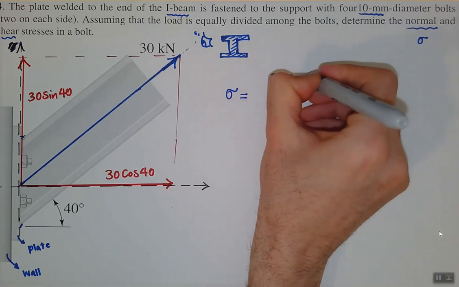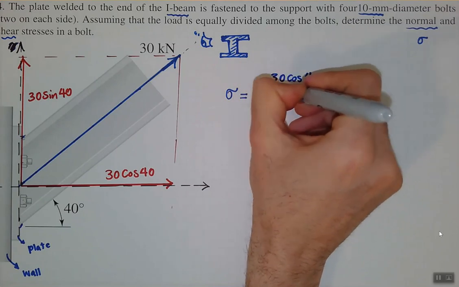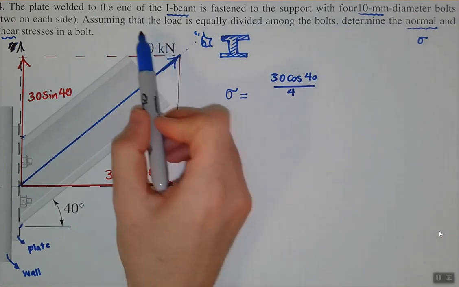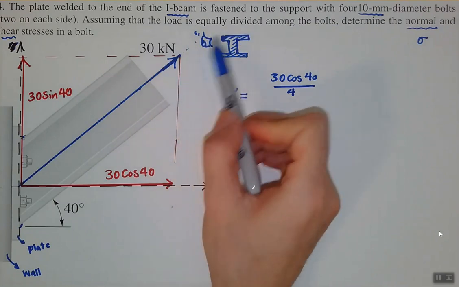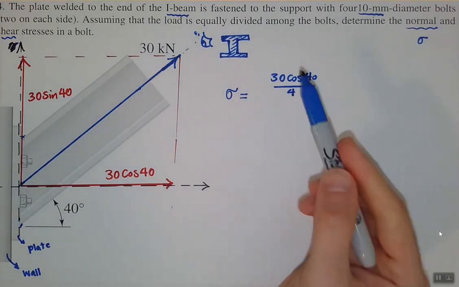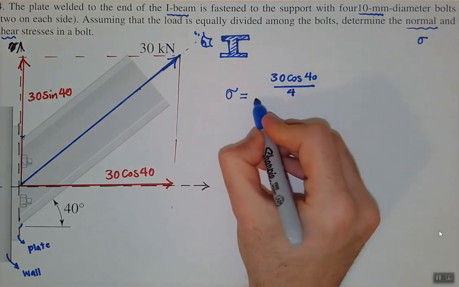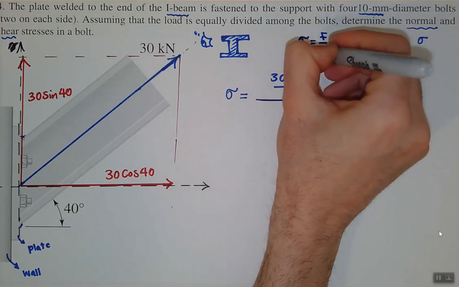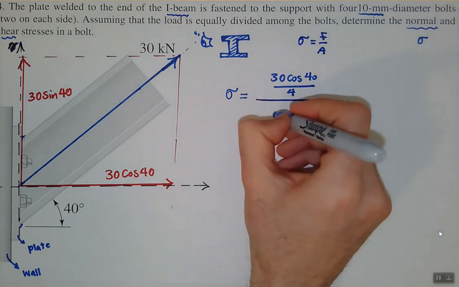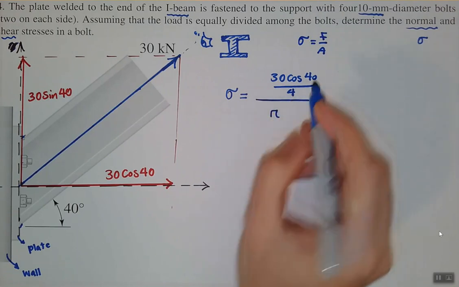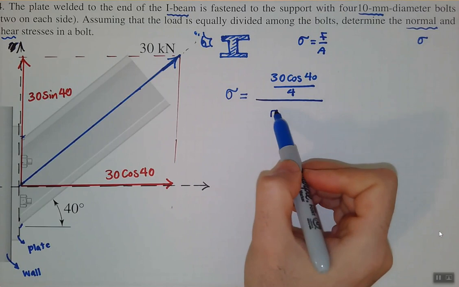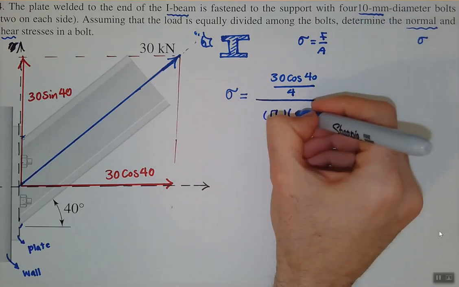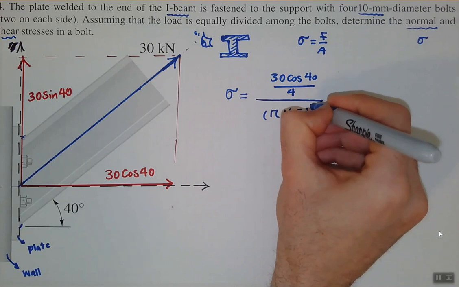we have 4, we need to divide it by 4, because the question said that it's okay to assume that the load is equally divided among these 4 bolts. So we just simply divide it by 4, and then the whole thing is divided by A, right? Sigma is F divided by A. So the area is pi r squared, where the bolt is 10 millimeters, so it means 5 squared.